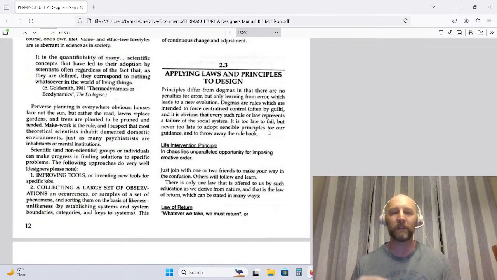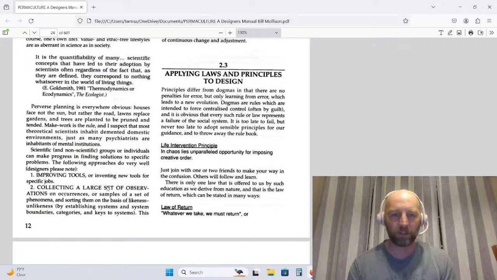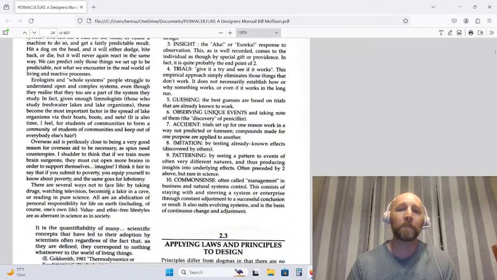How do we develop an entire system that is going to bring in beneficial insects, be a habitat for birds, is going to bring in the beneficial reptiles? What things are we going to be putting together? And really, he talked a lot about number two, collecting a large set of observations, earlier. We're going to hear a lot about observation. Bill Mollison loves observation.